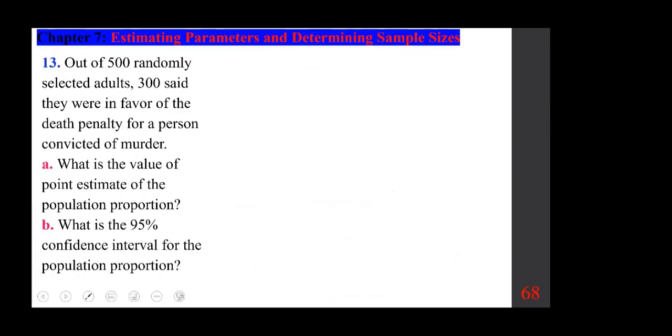Out of 500 randomly selected adults, 300 said they were in favor of the death penalty for a person convicted of murder. What is the value of the point estimate of the population proportion? What is the 95% confidence interval for the population proportion? Out of 500, n is 500. 300 are for it, that's x. You are dealing with the binomial distribution with the n and x as follows. So that's understanding the situation and the given.